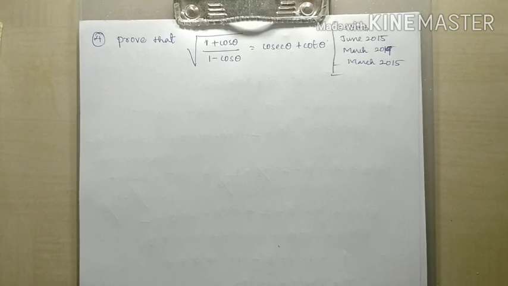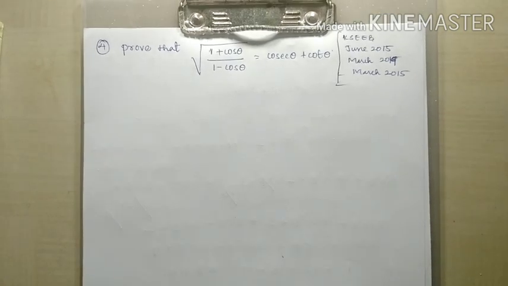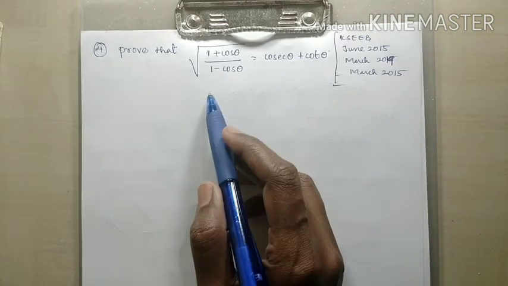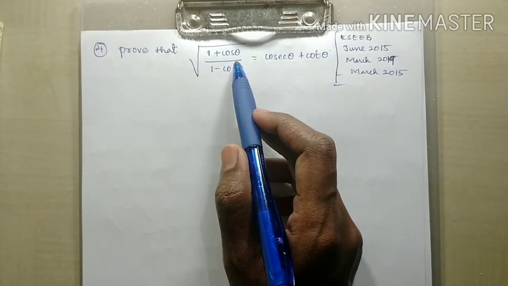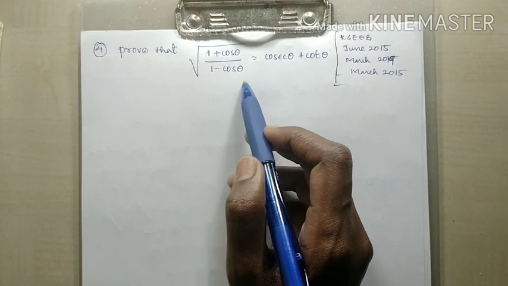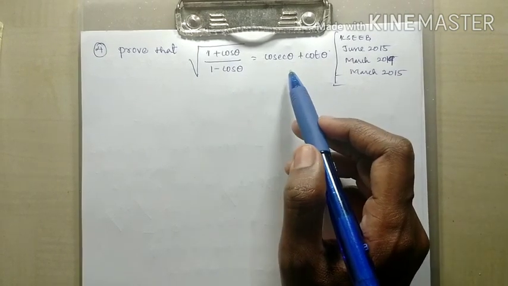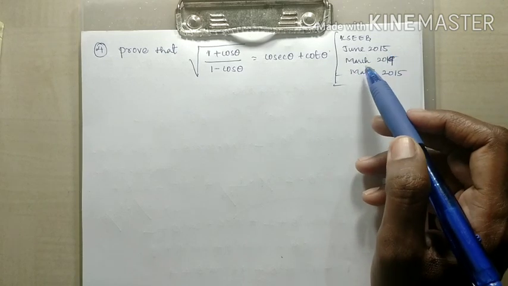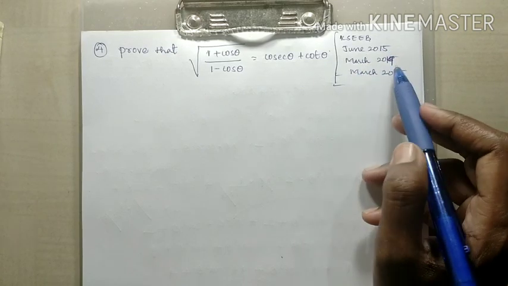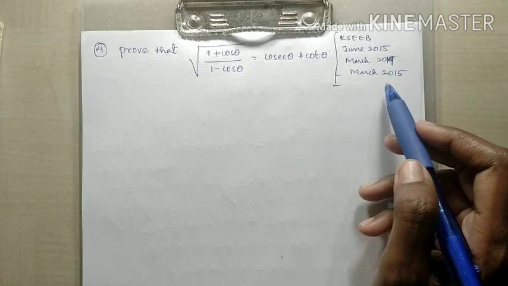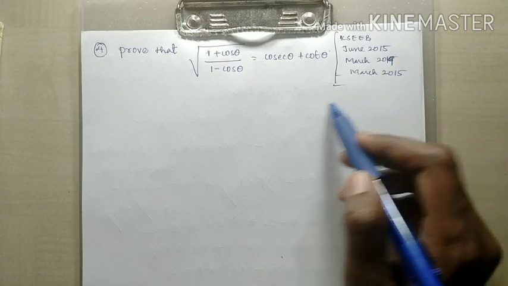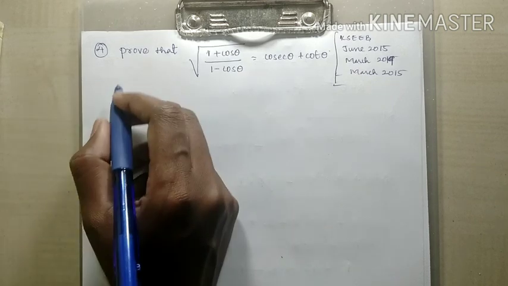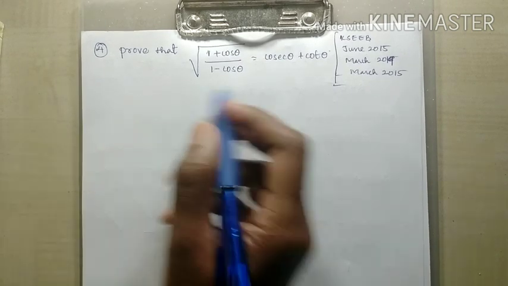So here this is example number 4. This is one of the most repeated examples. So prove that square root of (1 plus cos theta) by (1 minus cos theta) equals cosecant theta plus cot theta. This is KSEB June 2015, March 2019 and March 2015. In all these question papers we can see this same problem. So let me solve this.